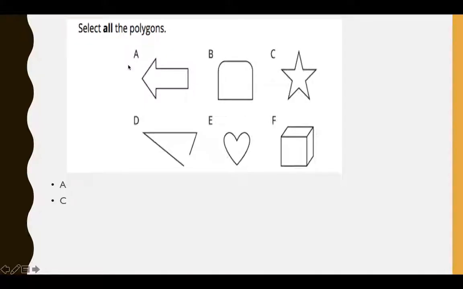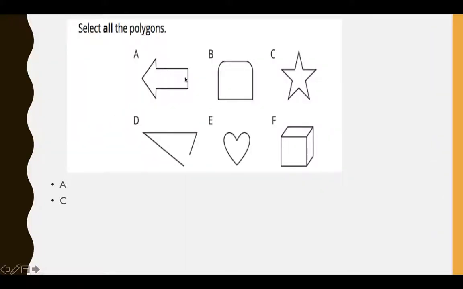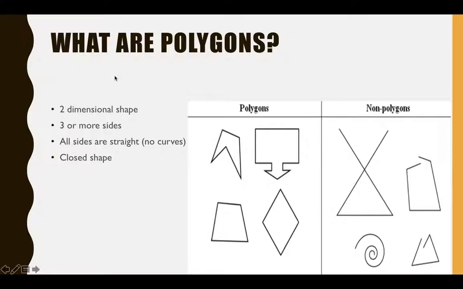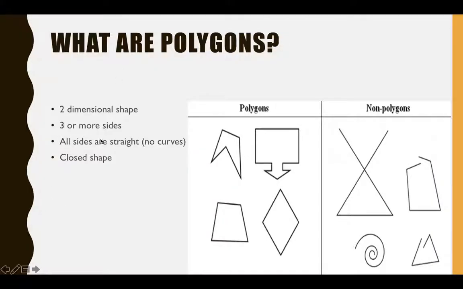So A is 2-dimensional, and I need to see, does it have 3 or more sides? Let me look. 1, 2, 3, 4, 5, 6, 7. 7 sides. So it has 3 or more sides. So far, so good. All sides are straight. There are no curves. Looking at A, these all look like straight lines to me. So 3 down, 1 more to go.